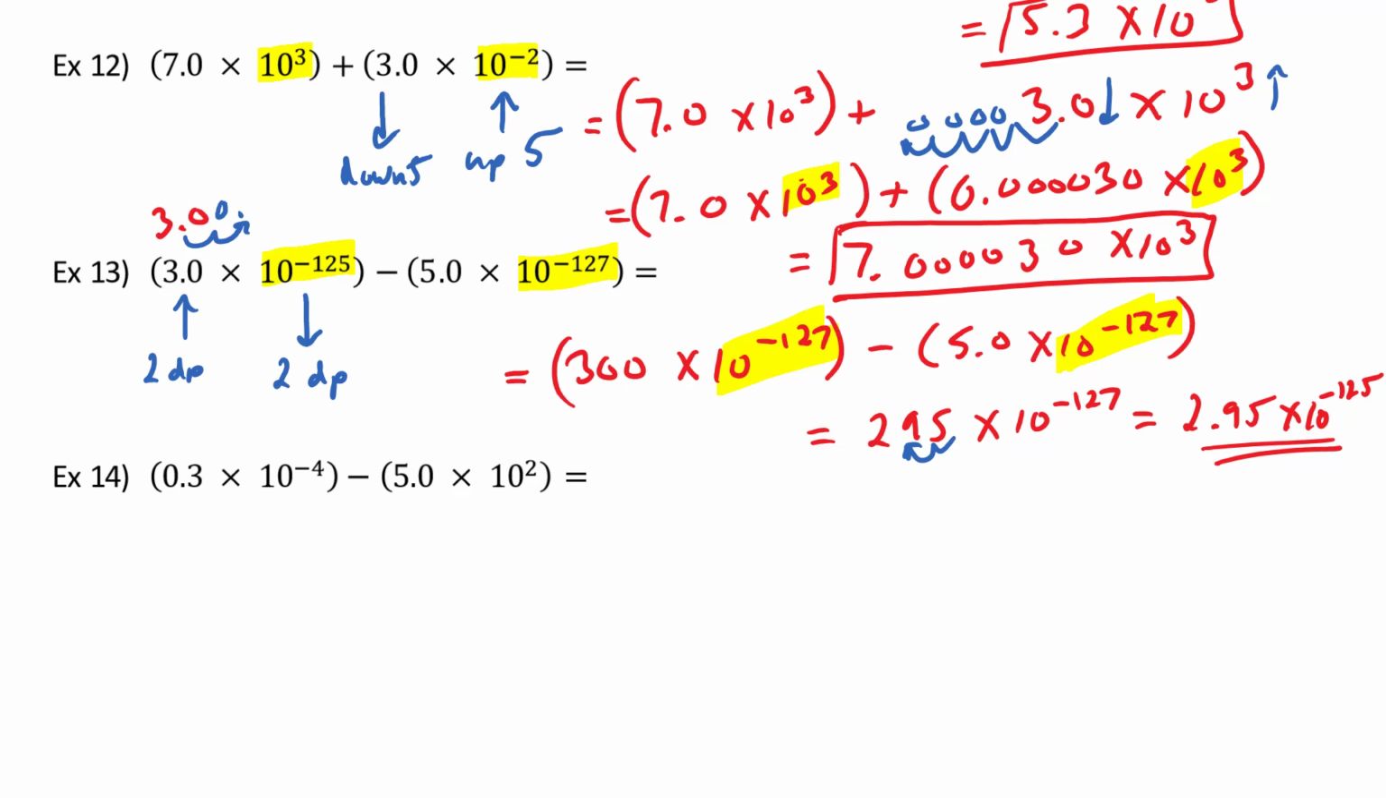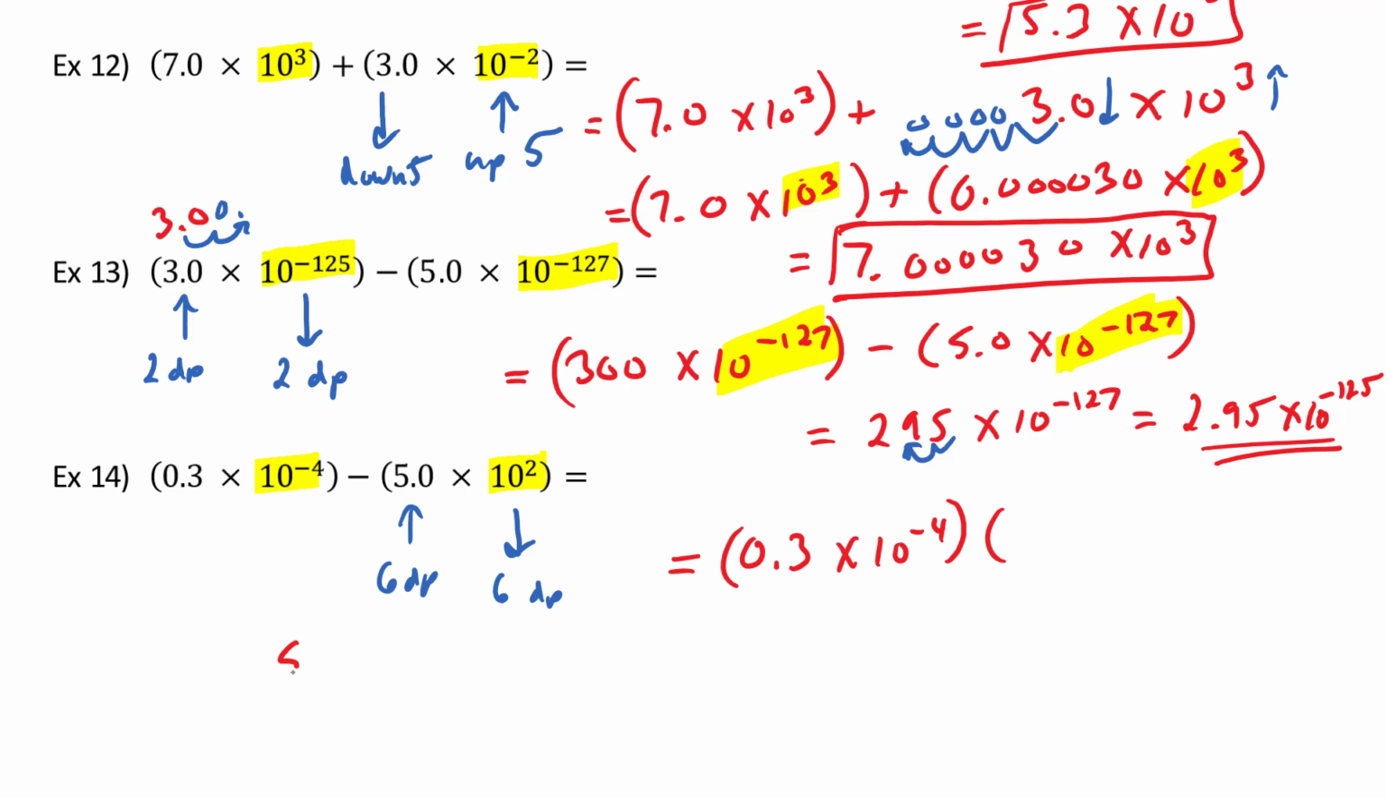Here we have 10 to the minus 4 and 10 to the 2. Let's put them both in terms of minus 4. To bring 2 into minus 4, I have to go down 6 decimal places. To compensate, this has to go up 6 decimal places. This will then give me 0.3 times 10 to the minus 4.